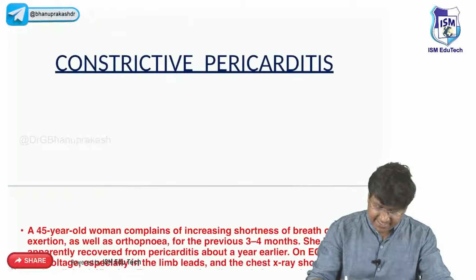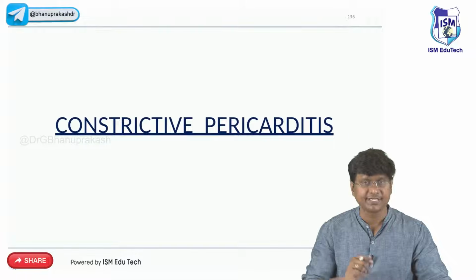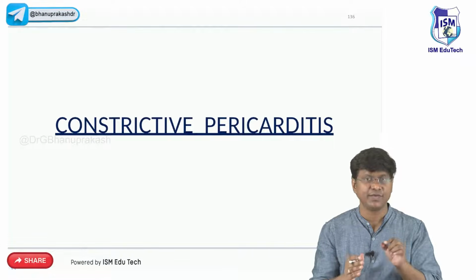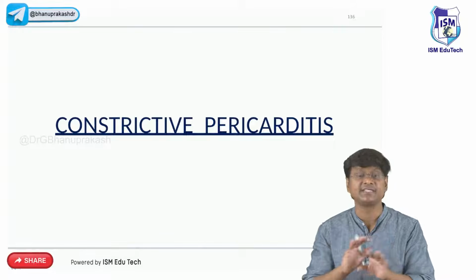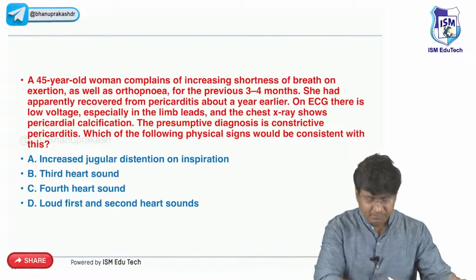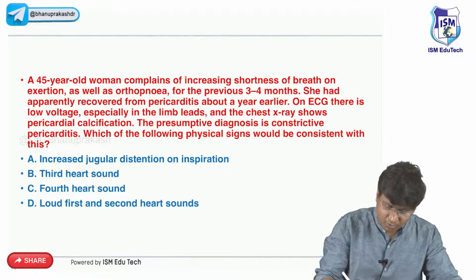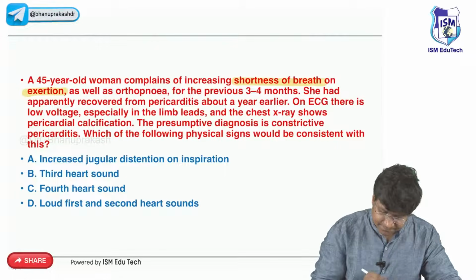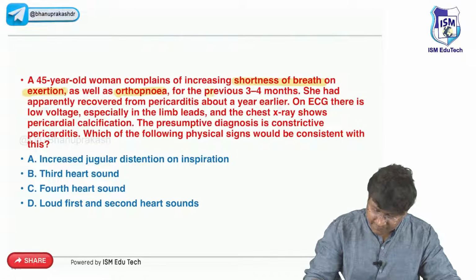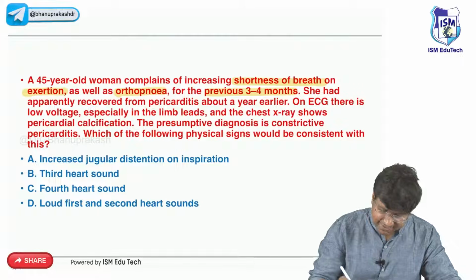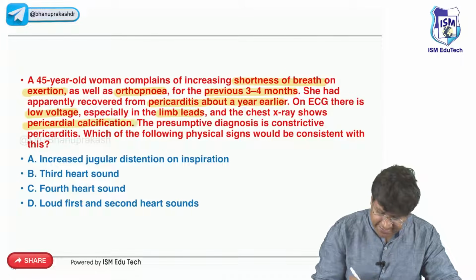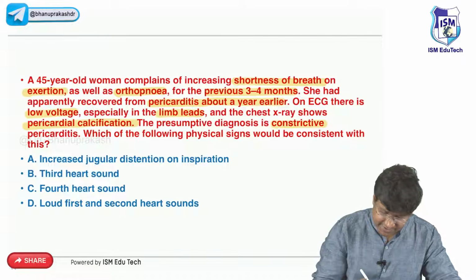Okay. Then the next important pericardial disorder is constrictive pericarditis, right? So what exactly is constrictive pericarditis? It is a scenario where the pericardium is thick, calcified and scarred. Okay, so you see this question. A 45-year-old woman complaining of increasing shortness of breath on exertion. There is orthopnea for the previous 3 to 4 months. She has apparently recovered from pericarditis about a year earlier. On ECG, there are low voltage complexes, especially in the limb leads. The chest X-ray shows pericardial calcification. The presumptive diagnosis is constrictive pericarditis.